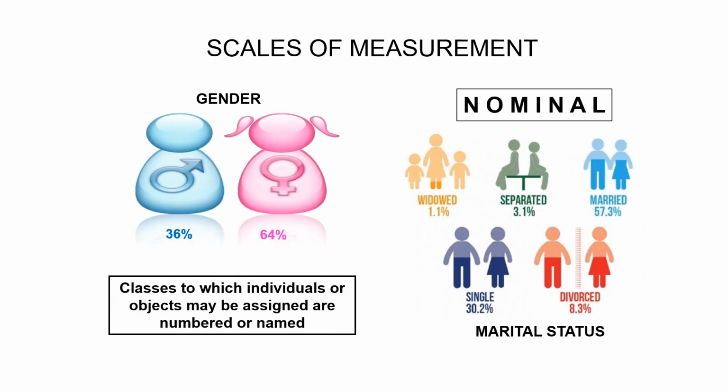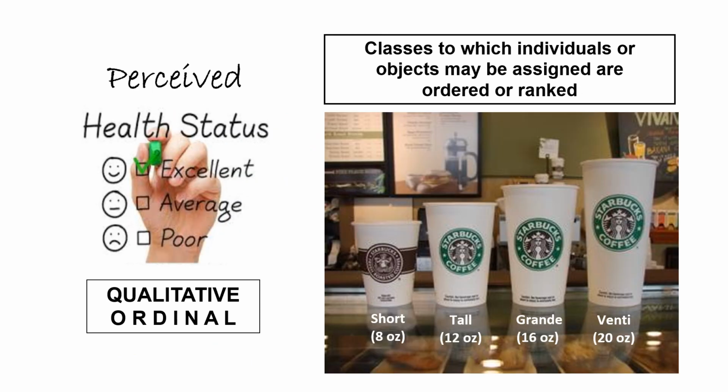In nominally scaled variables, the classes to which individuals or objects may be assigned are numbered or named, and they are best summarized and described using counts or proportions. In ordinally scaled variables, the classes to which individuals or objects may be assigned are ordered or ranked. There are two subtypes: qualitative ordinal, which are best summarized and described using counts or proportions.